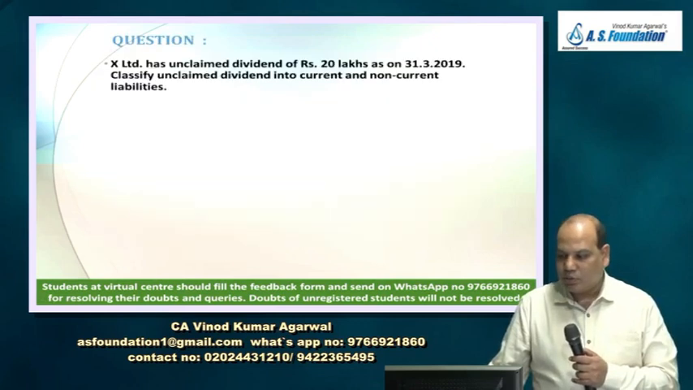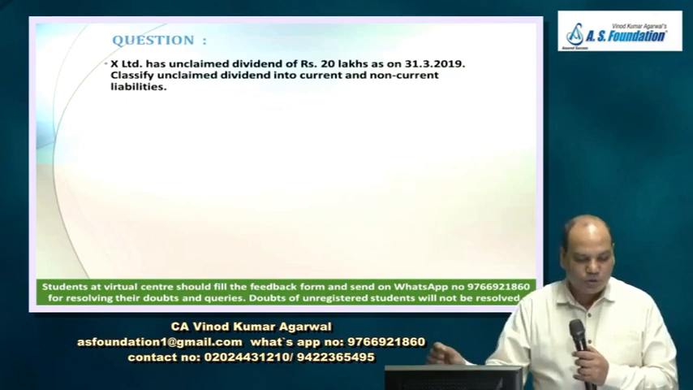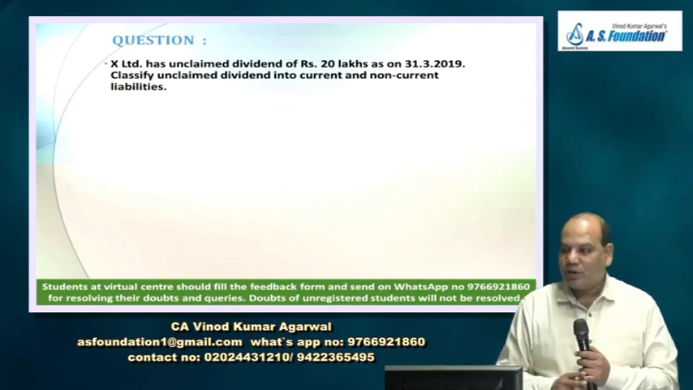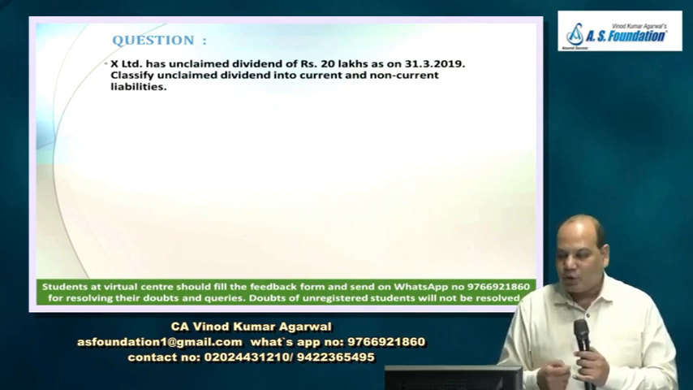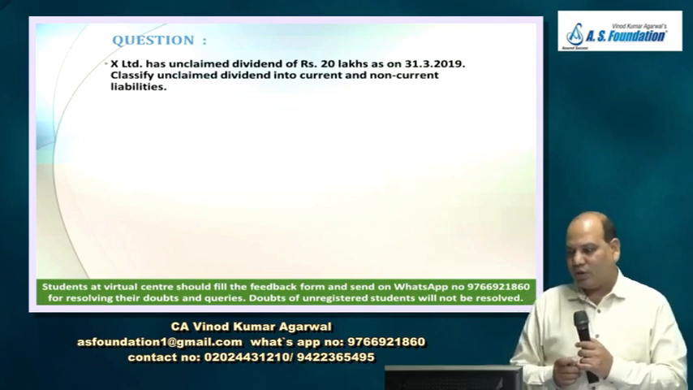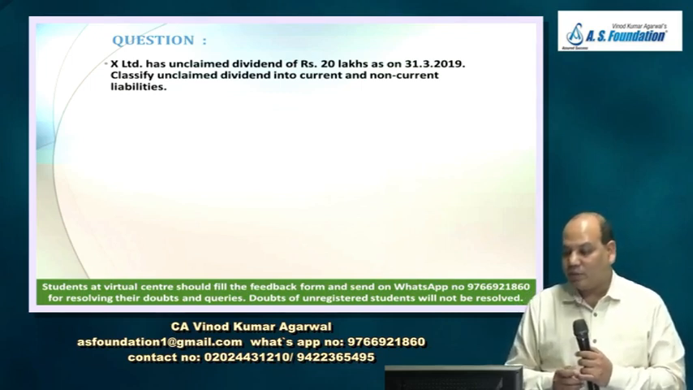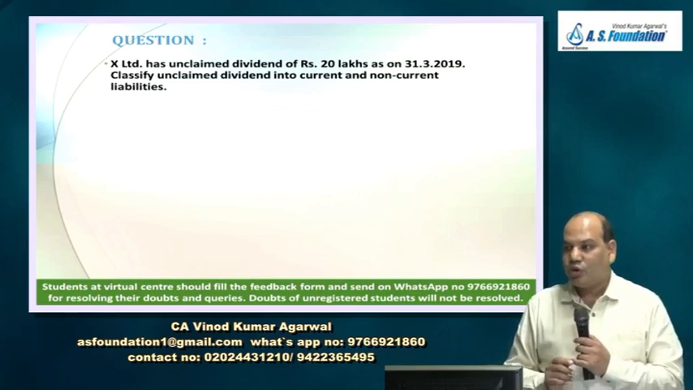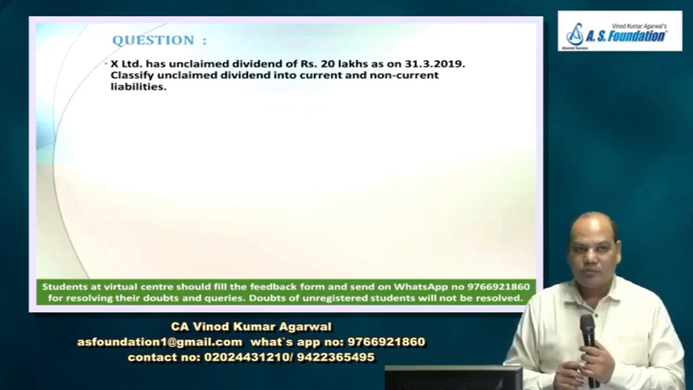Two examples looked similar, but they were not. They had some differences. Now one more small question. X Limited has unclaimed dividend of rupees 20 lakh on 31st March 2019. Classify unclaimed dividend into current and non-current liabilities.